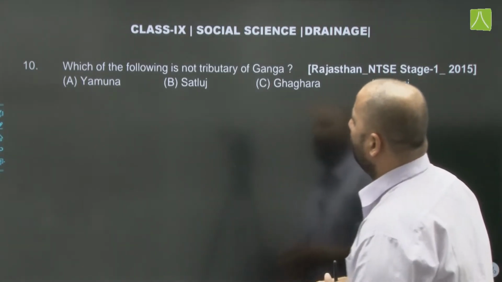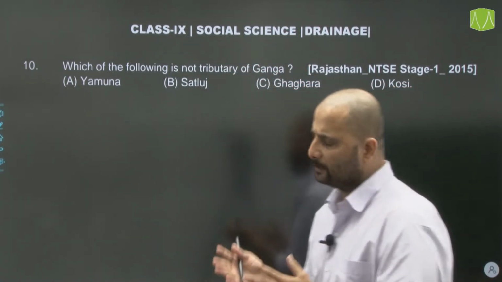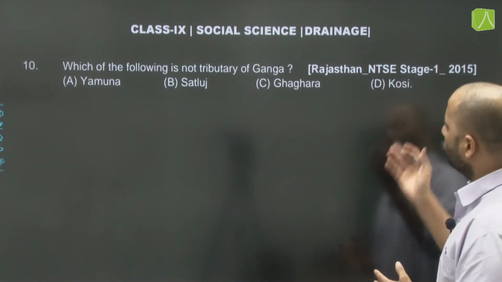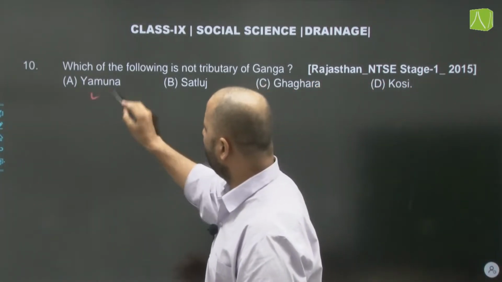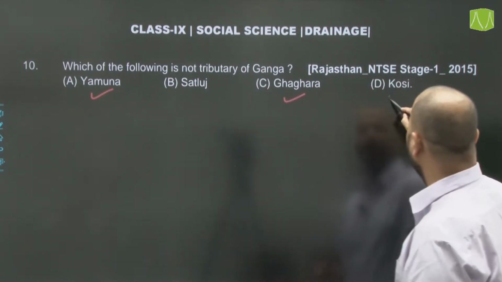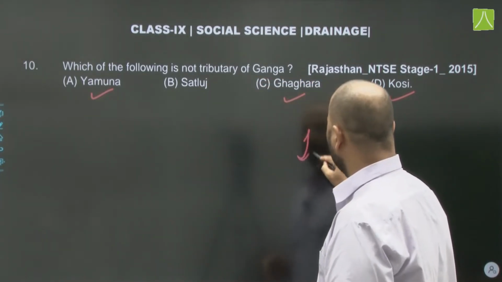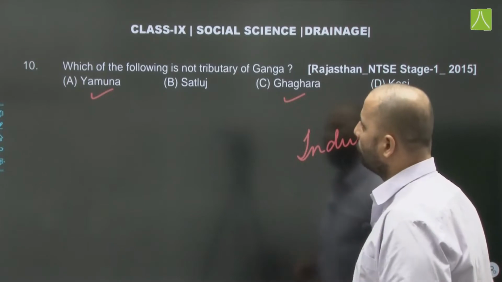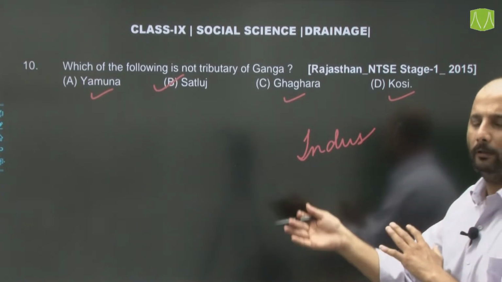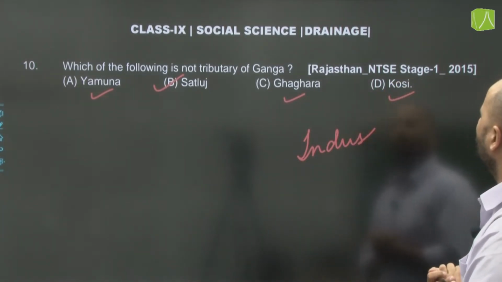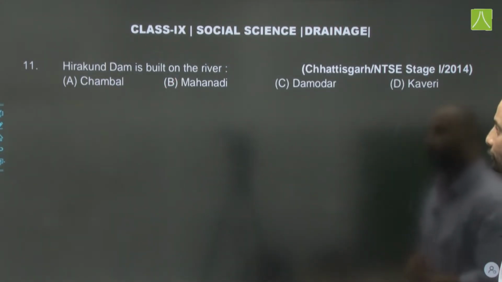Which of the following is not a tributary of Ganga? Now, as we know, Yamuna is a tributary, it is a right bank tributary, Ghagra, Kosi, all these 3 are left bank tributaries. Satluj is not a tributary of Ganga, Satluj is a tributary of river Indus. So, option number B here will be the answer, that is which of the following is not a tributary of river Ganga, and this was a question from Rajasthan NTSE Stage 1 2015. Okay. So, let us move on to our next question.